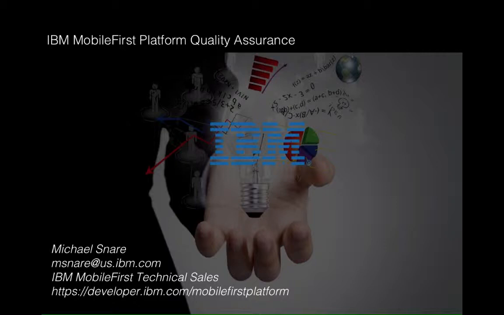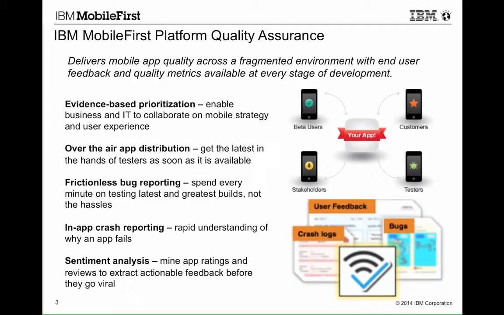This video is about IBM's MobileFirst platform quality assurance tools, which I'm going to refer to as MQA. What MQA is all about is allowing you to distribute apps out to testers, quality assurance testers, beta testers, even to internal users, and then provide a very easy means for them to report back to the development team about what they like, what they don't like, feature requests, bug reports.